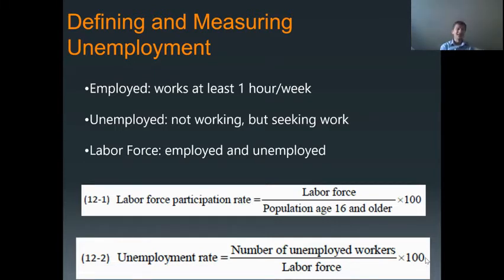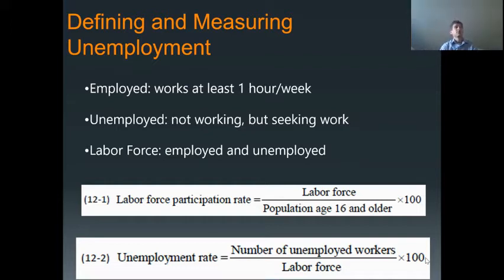If you're unemployed, you're not working, but you are actually looking for work. That's a key part of it. You have to be looking for work. If you're not looking for work, you are not considered unemployed. You're considered not part of the labor force. The labor force is made up of the employed and the unemployed together.